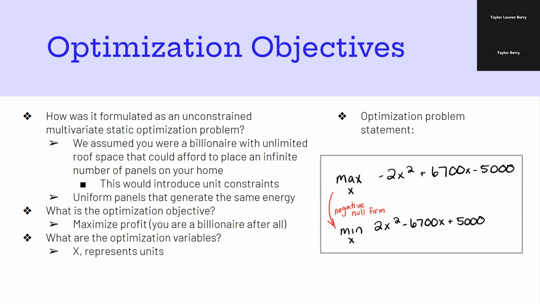As I said before, we're saying that the panels are uniform and they generate the same amount of energy every day, etc. And the optimization objective is that we want to maximize the overall profit, which is going to come from maximizing the units, most likely. So we want to maximize the number of units that we're having.